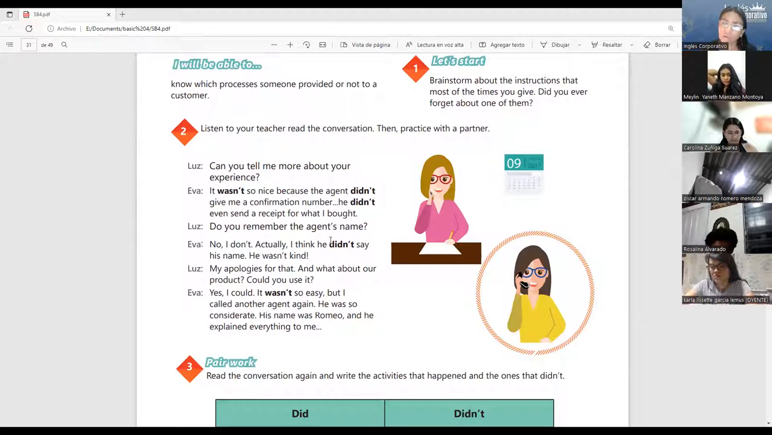Can you tell me more about your experience? It wasn't so nice because the agent didn't give me a confirmation number. He didn't even send a receipt for what I bought. Do you remember the agent's name? No, I don't actually. I think he didn't say his name. He wasn't kind. My apologies for that. And what about our product? Could you use it? Yes, I could. It wasn't so easy, but I called another agent again. He was so considerate. His name was Romeo, and he explained everything to me.